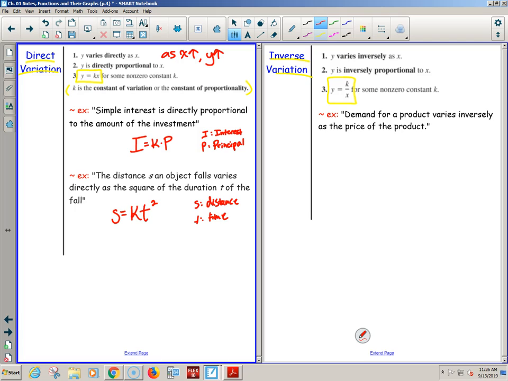As temperature goes up, the demand goes up. As temperature goes down, the demand goes down. But if I was talking about hot drinks, as the temperature goes up, demand for hot drinks goes down. Yeah, I would assume so, right?